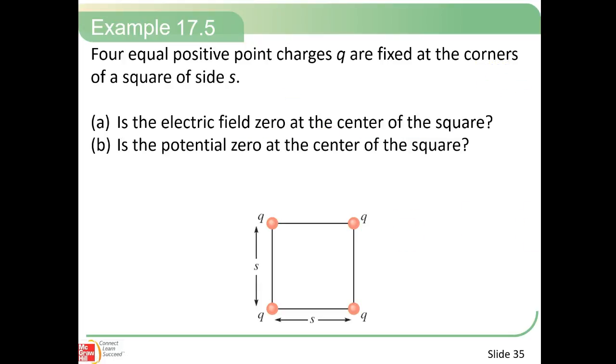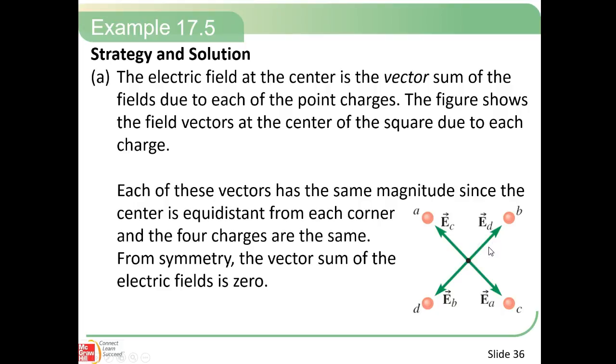For 17.5, it says we have 4 equal positive point charges. So here they're all equal at fixed corners of a side S. They want to know, is the electric field 0 at the center of the square, and then is the potential 0 at the center of the square. So let's go ahead and take a look at each one of these.